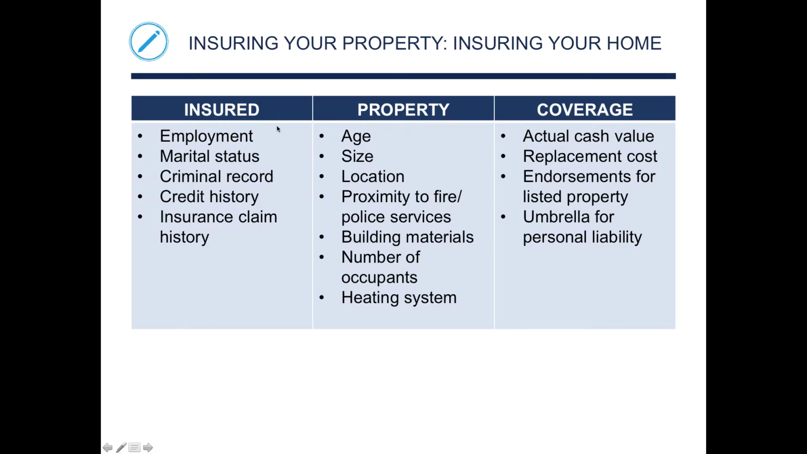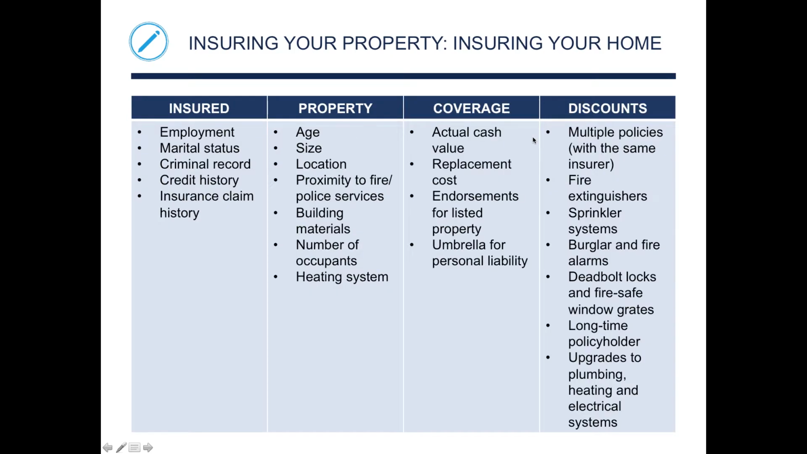So here are some things that can be insured. You have insured property and coverage. Employment, marital status, criminal record, credit history, and insurance claim history are all considered when you're being insured. As far as property is concerned, age, size, location, proximity to fire and police services, building materials, number of occupants, and heating system are all considered. And as far as coverage is concerned, actual cash value, replacement costs, endorsements for listed property, and umbrella for personal liability are all considered.